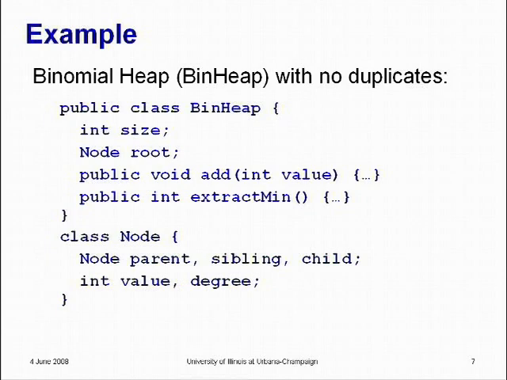They contain some values. But there are these two methods that we have for these values. We can insert an element into the heap, so we can add a value, or we can extract or remove the minimal value from the binomial heap.